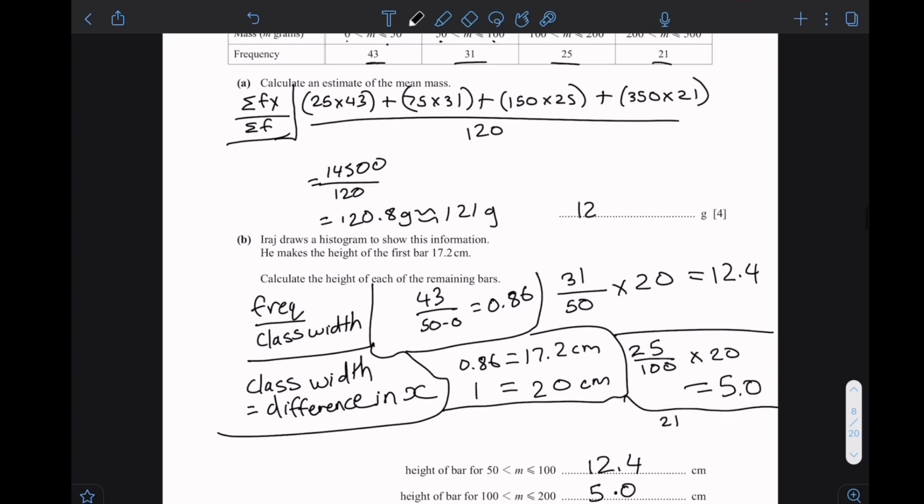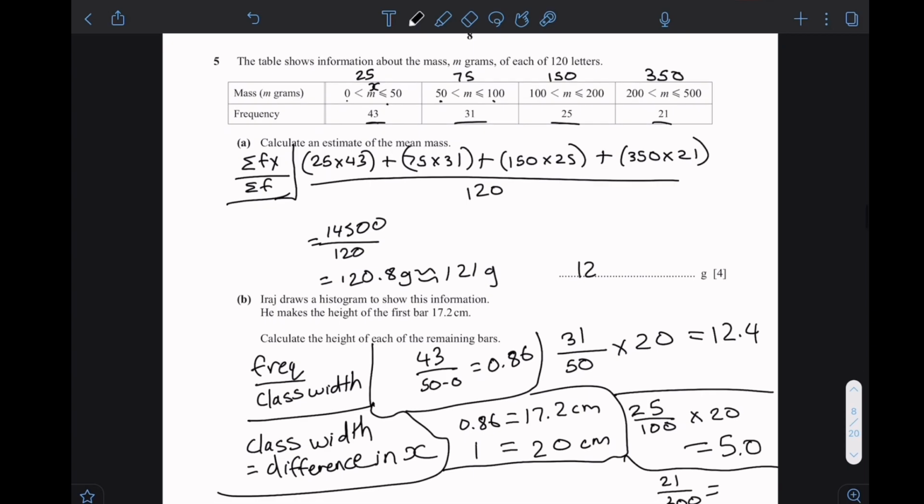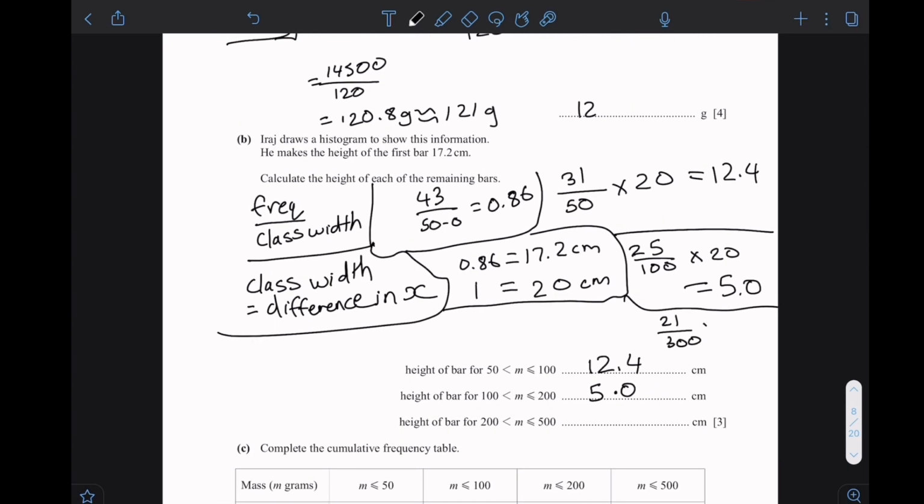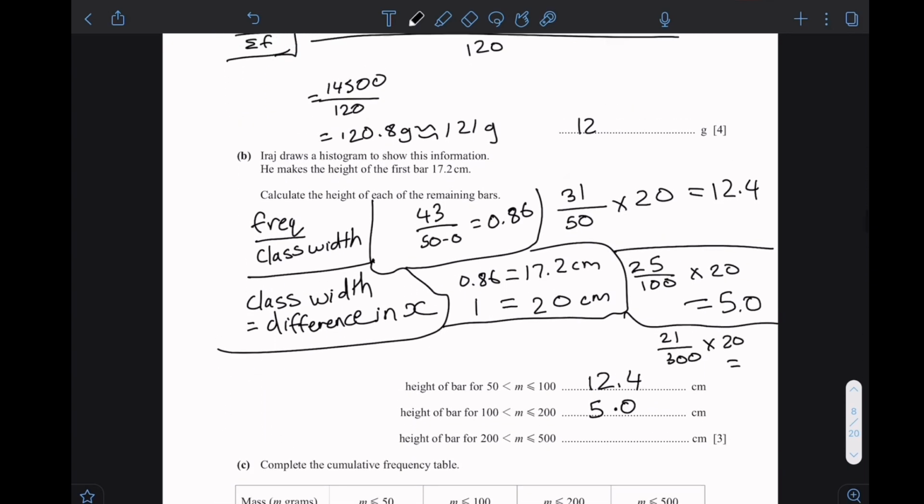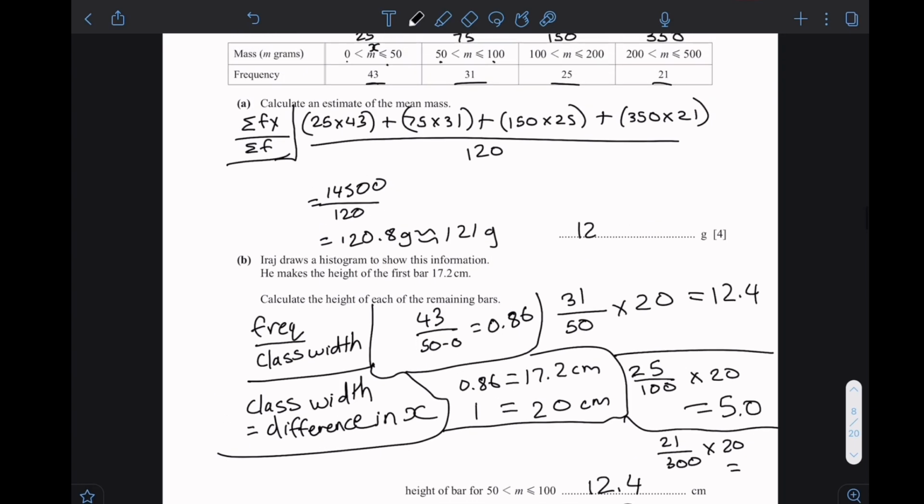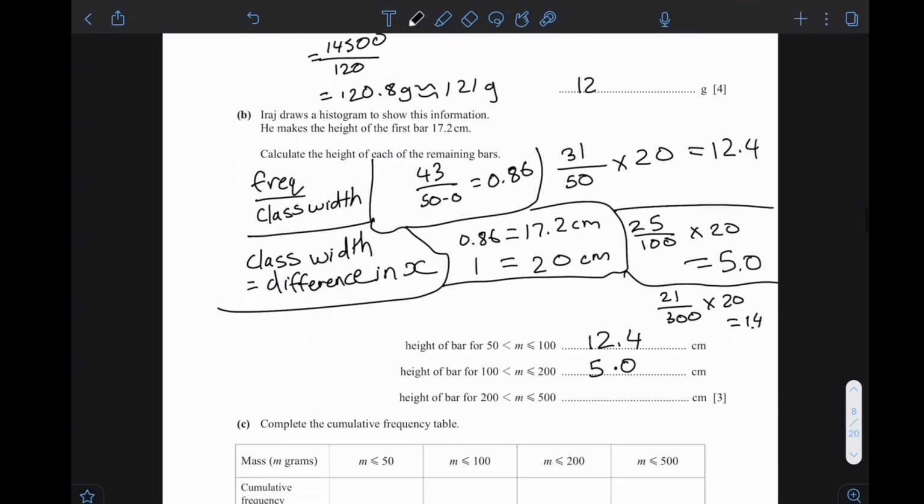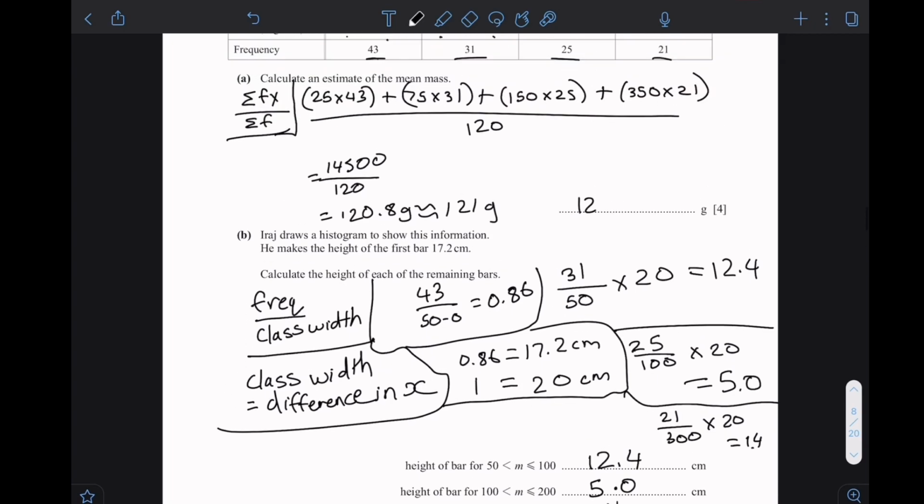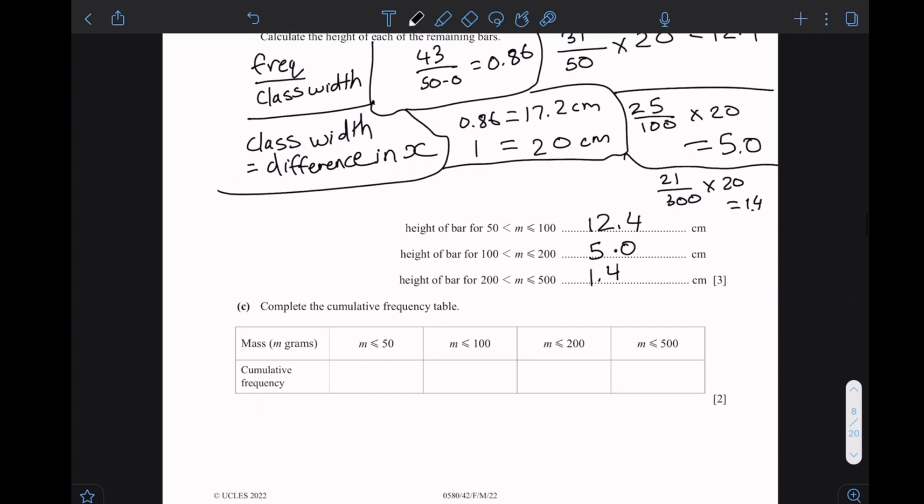Next one, it is 21 divided by 300, and you multiply this by 20, right? So you do 21 divided by 300 multiplied by 20, which is 1.4 centimeters.